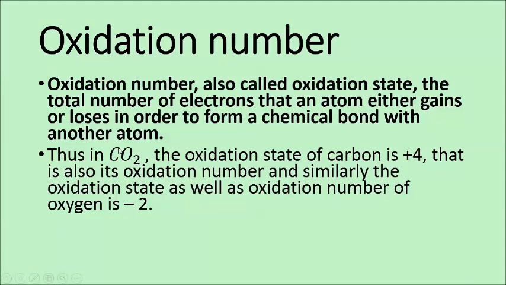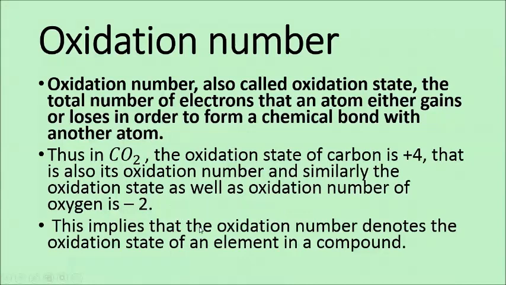Oxygen is of course the negative one. Oxygen has a deficiency of 2 electrons to become stable. So the carbon's oxidation state, as well as its oxidation number, will be +4. In the same way, the oxidation state as well as the oxidation number of oxygen is -2. One oxygen is -2, and since 2 oxygens are there, it becomes -4. So it balances or neutralizes: one is +4 and the other is -4, so it's a neutral molecule.